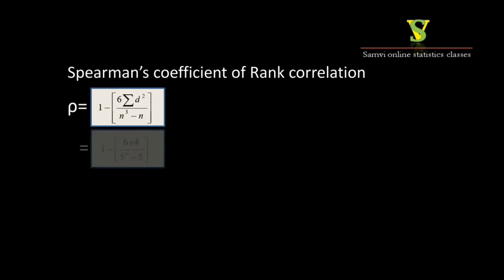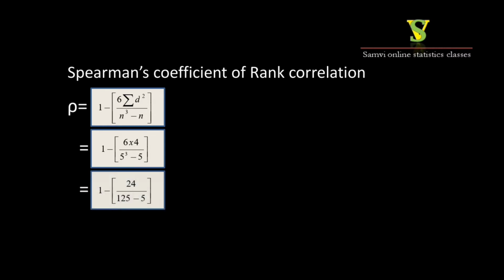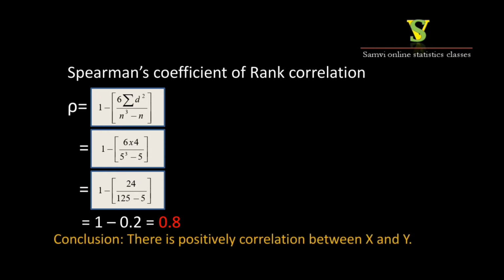Just substitute the values here. So we'll get 1 minus 6 into 4 divided by 5 cube minus 5. Further simplifying, we get 1 minus 24 divided by 125 minus 5. Simplifying further, we get 1 minus 0.2, which is equal to 0.8. So here our conclusion is there is positive correlation between x and y variables.